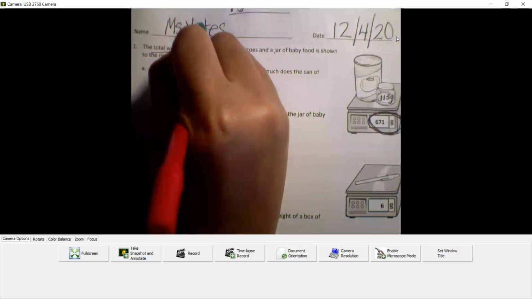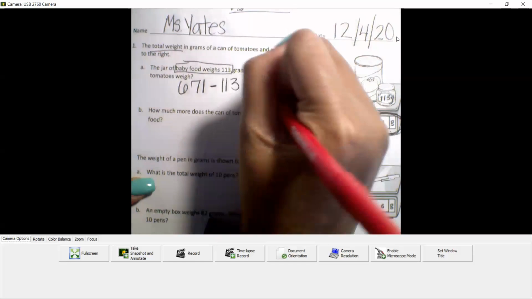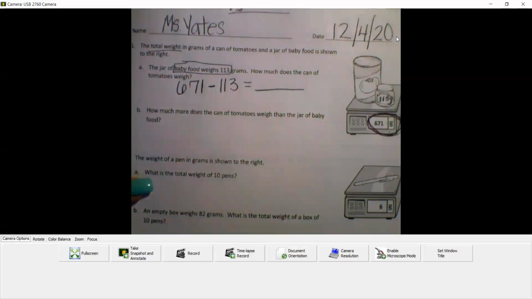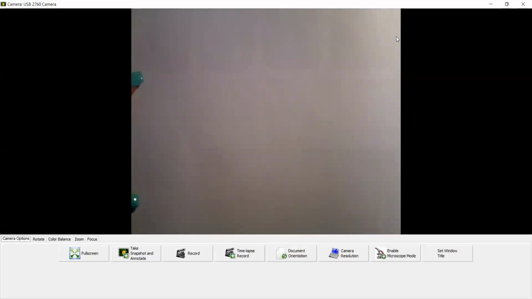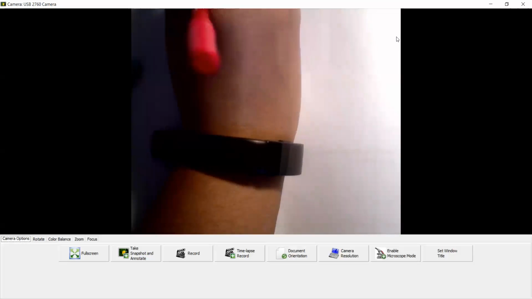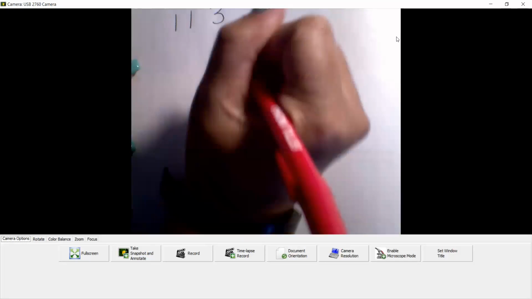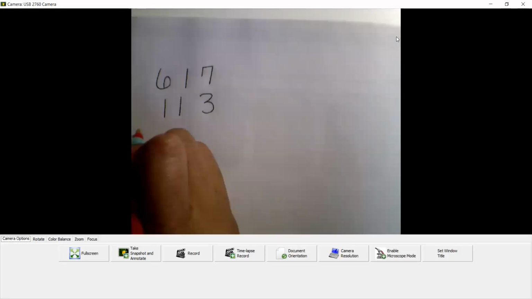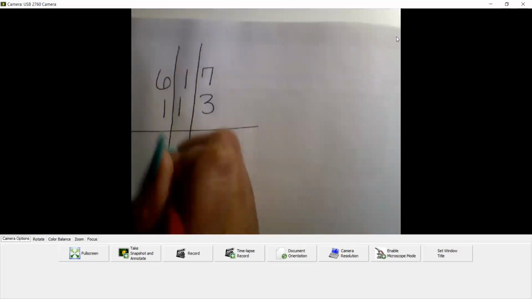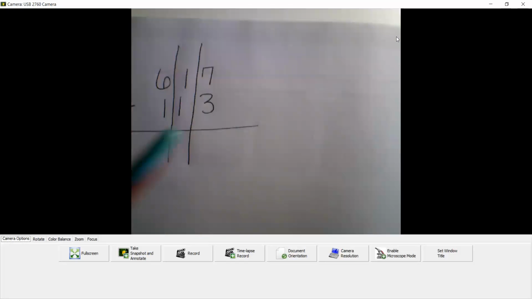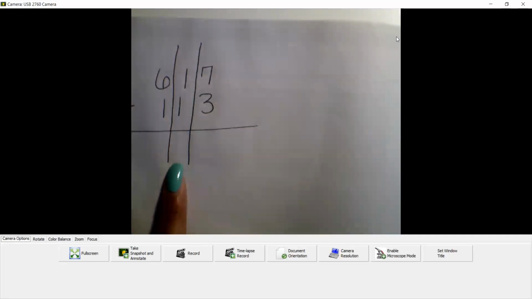So it's going to be 671 minus 113, and that's going to tell us how much the tomatoes weigh. Let's move on to this side of the page in the book. We're going to line our numbers up, or stack our numbers up. This is what we call the stacking method. We have our lines, so we can line our numbers up. Remember, the lines help us keep our numbers in their place value. This is the ones place, this is the tens place, and this is the hundreds place.